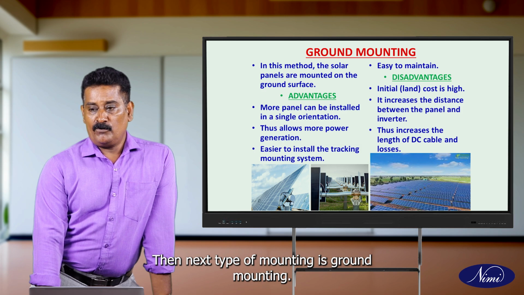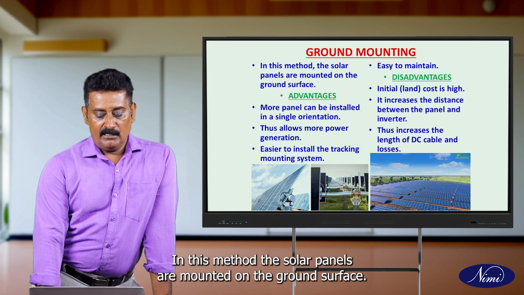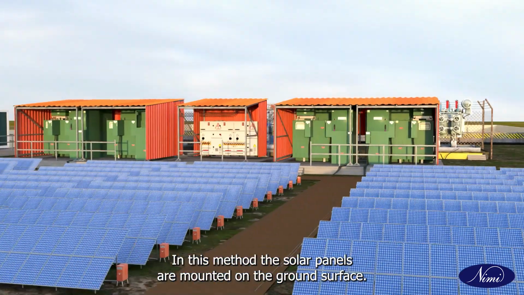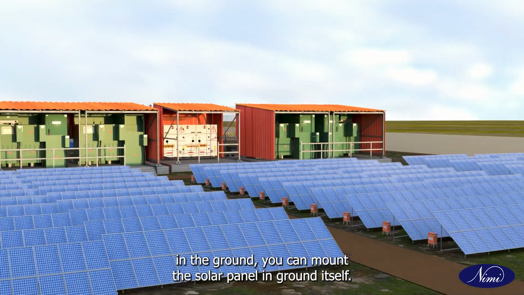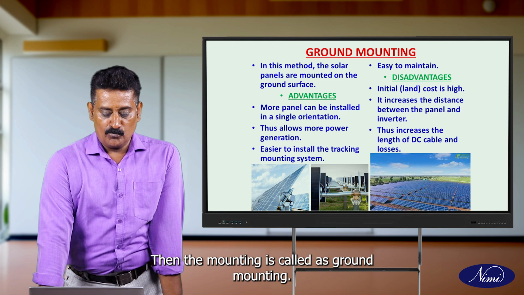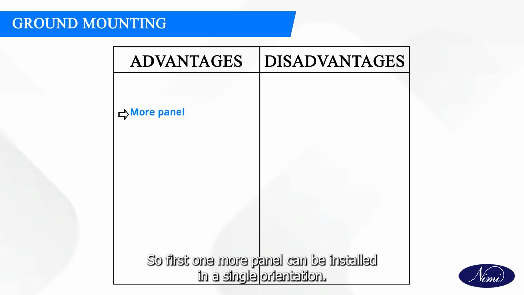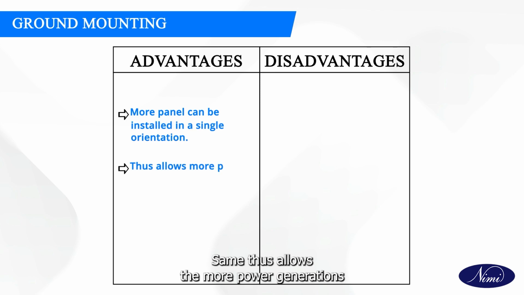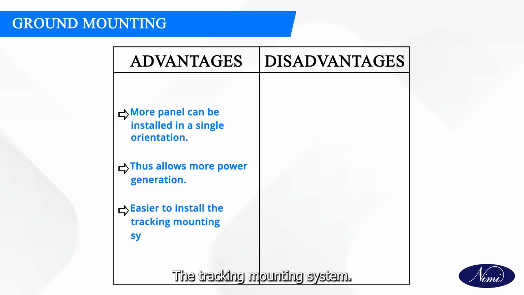Then next type of mounting is ground mounting. From the name it is very clear, in this method the solar panels are mounted on the ground surface. If you have a lot of free space on the ground, you can mount the solar panels on the ground itself, and then the mounting is called ground mounting. What are the advantages of ground mounting? First, more panels can be installed in a single orientation, which allows more power generation. Then it is easier to install, and also easier to install the tracking mounting system.